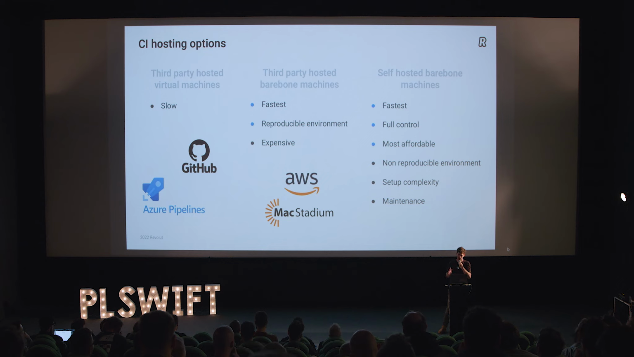Virtual machines, when building code at large scale, are a no-go. They're too slow. So the first step is, if you're using virtual machines on your CI, move on. That's it. There's no other way. But they are very popular because they are free, and many open source projects use them. GitHub, Azure Pipelines. They work for smaller open source projects.